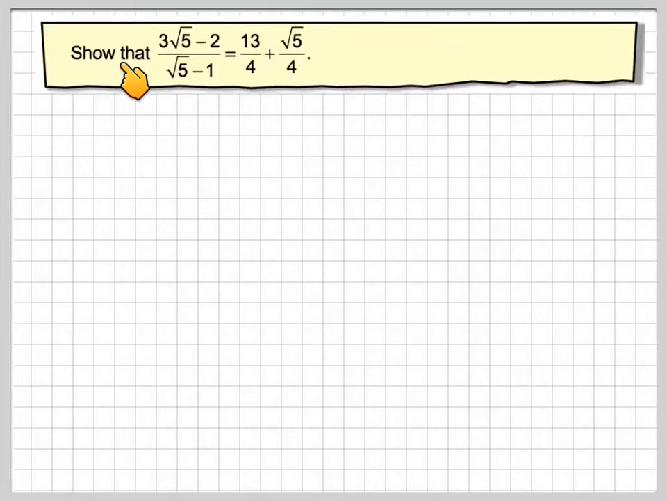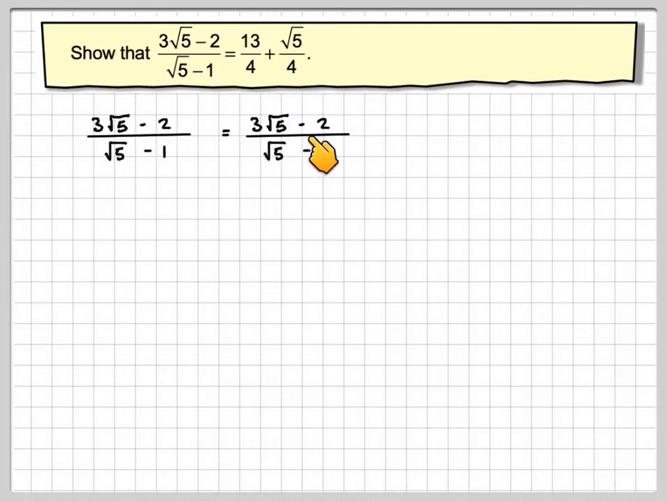In this question, we've got to show that (3 root 5 minus 2) over (root 5 minus 1) is going to be 13 over 4 plus root 5 over 4. And again, we just can't put that in our calculator and get that answer out. We need to actually show. So, writing down the original question, that's going to be (3 root 5 minus 2) over (root 5 minus 1).